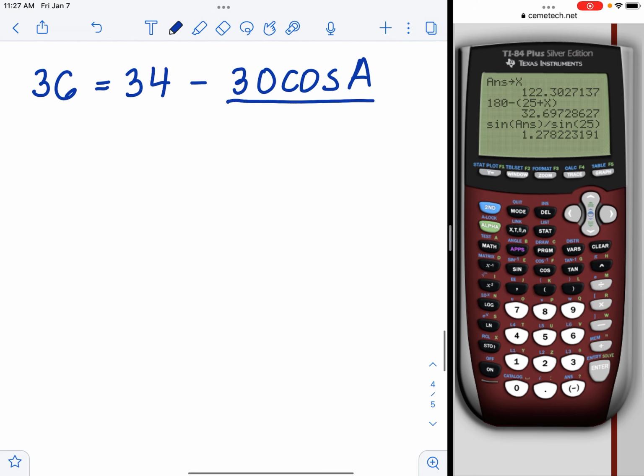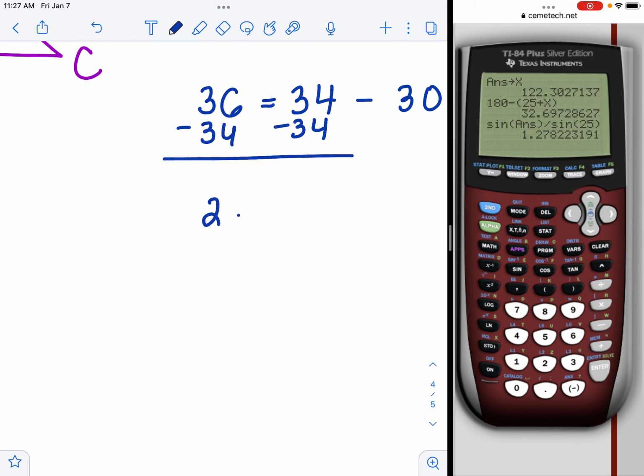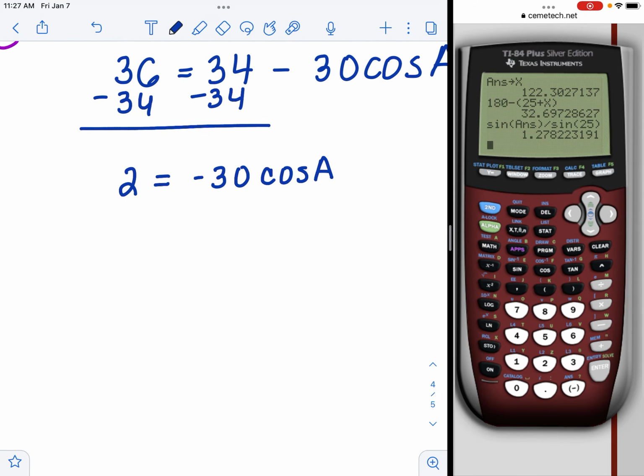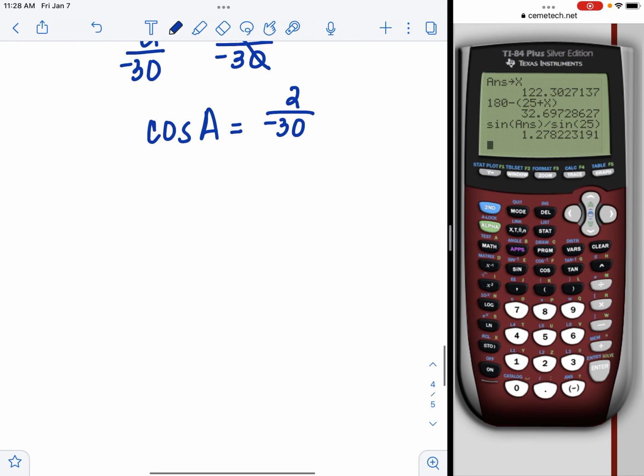All right, so now I have to get cosine of A by itself. Remember, the negative 30 is attached to that. So first thing I'm going to do is subtract 34 from both sides. When the numbers are small, it's nice. 2 equals negative 30 cosine of A. I want to get A by itself, but first I have to get cosine of A by itself. So I'm going to divide both sides by negative 30. This is gone. So now I have cosine of A is equal to 2 over negative 30. And yes, you can simplify it to negative 1/15, but you don't need to.